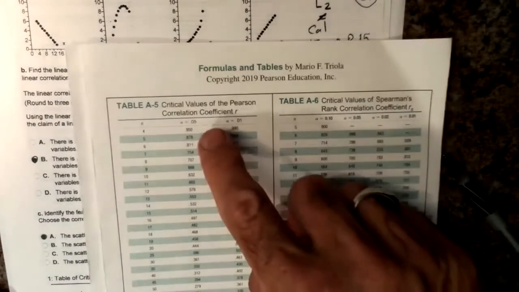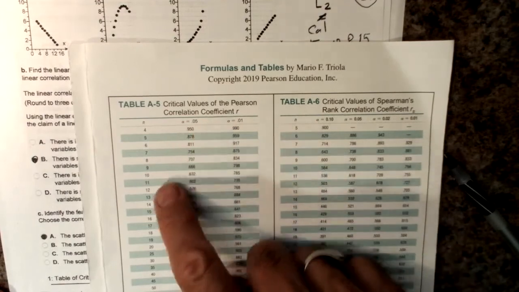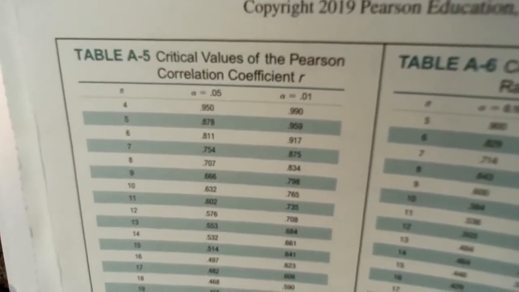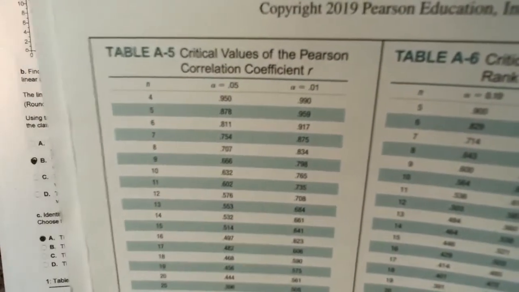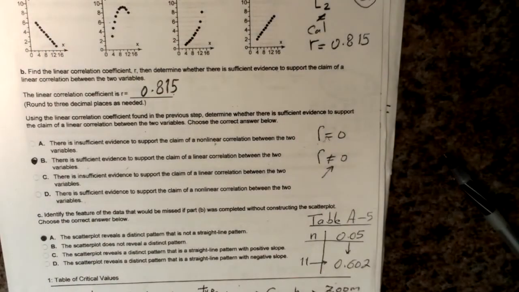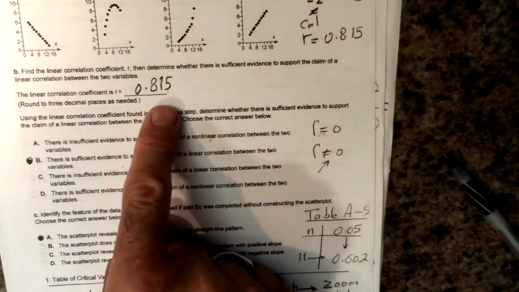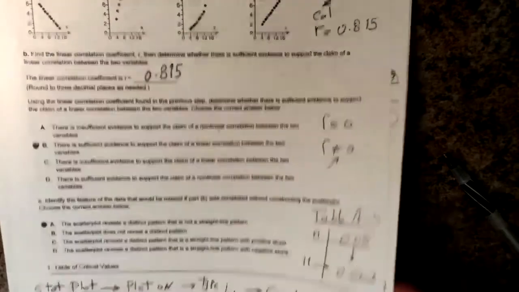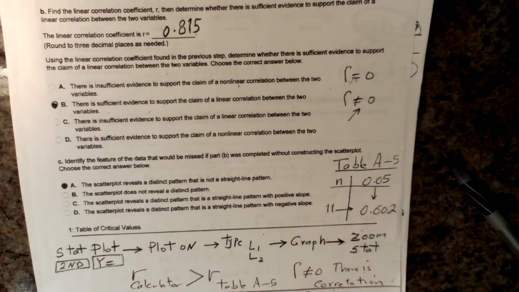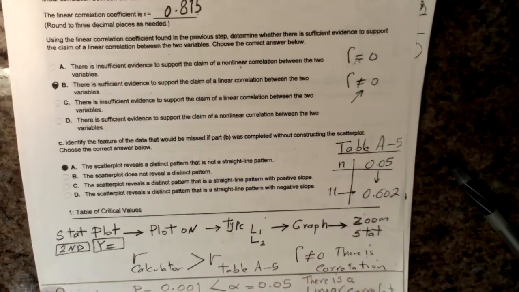So you go on the table, and here, 0.05 for alpha and 11, you should have at least 0.602. See, for 11. So your R value in the problem must be greater than that. Must be greater than this number. What is the R value? 0.815. So that means you have a good correlation. The R of the calculator, 0.815, must be greater than this R from the table. In that case, we say there is a good correlation.